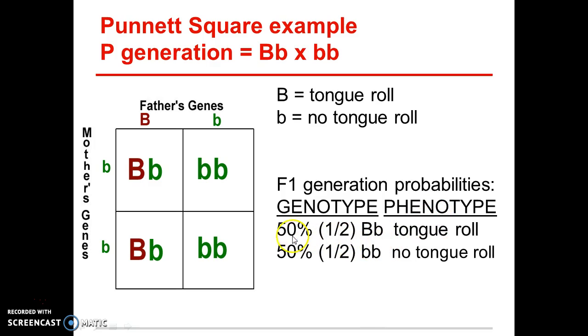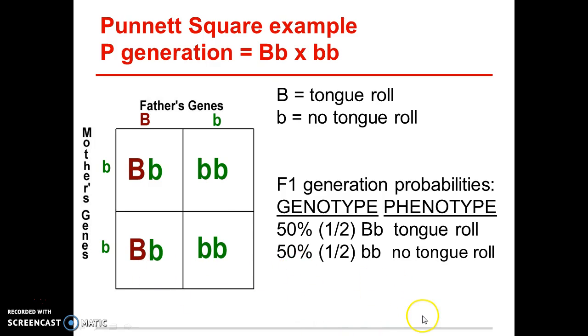And then here, there's a 50% chance that they will have a child who is not able to roll their tongue, and has the genotype little b, little b. It's a lot of work to write, because you have to write down both the genotype and the phenotype. Remember, genotype is the genes, the letters, the alleles. And phenotype is the physical attribute, the physical trait that you see.